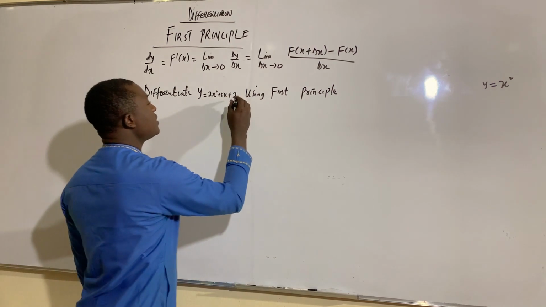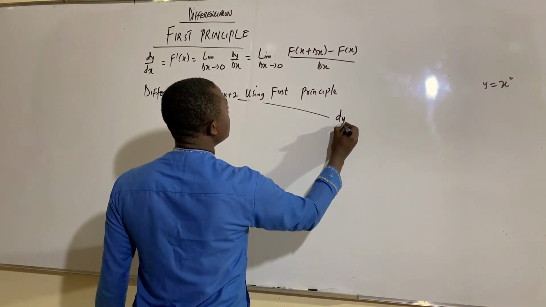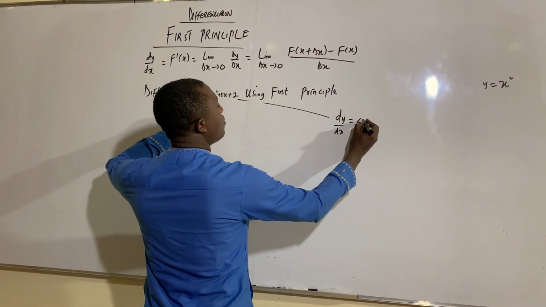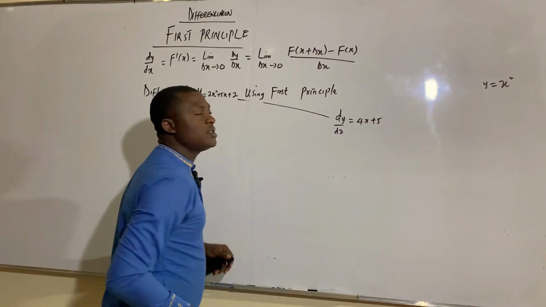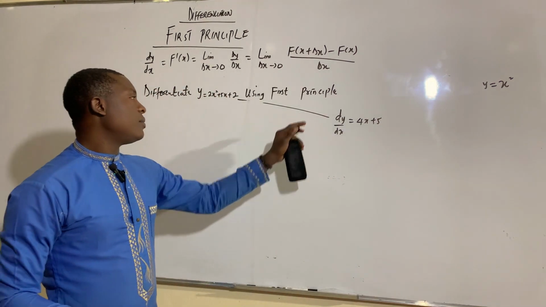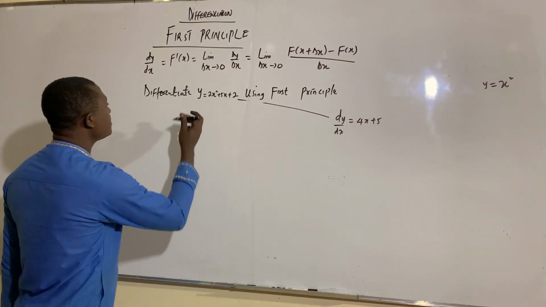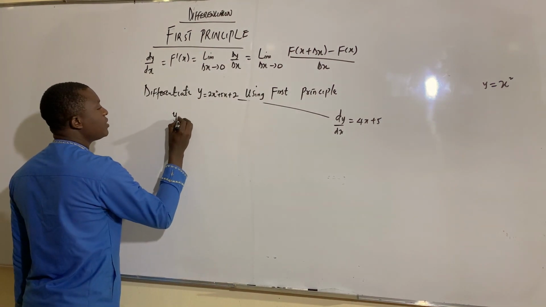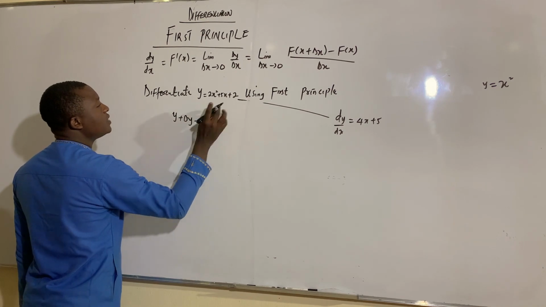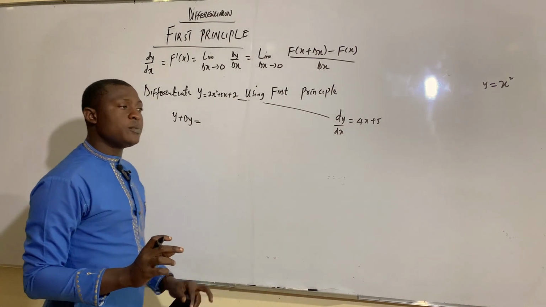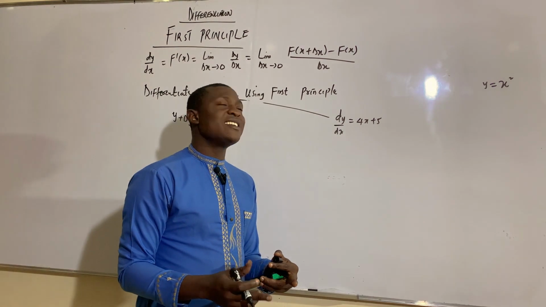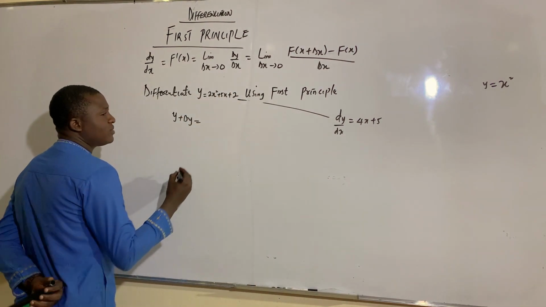principle. You know, this one, if I use the normal method, I know the dy dx of this is going to be 4x plus 5. So meaning if I apply the first principle, I'm expecting to have the same result. So let's do that to the formula. That is y plus dy. You know, I told you in that function, whenever you see your x, you replace your x with what? Yeah, fine. You replace your x with x plus the changing x.